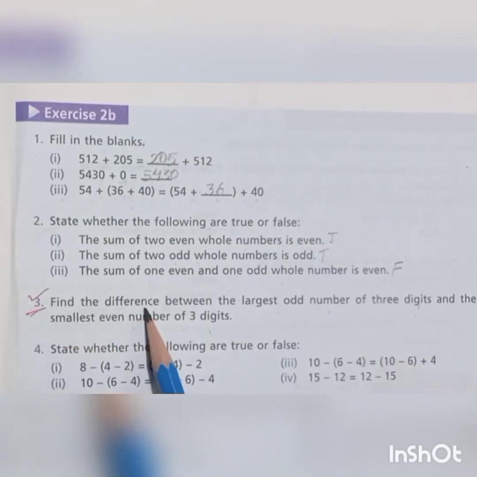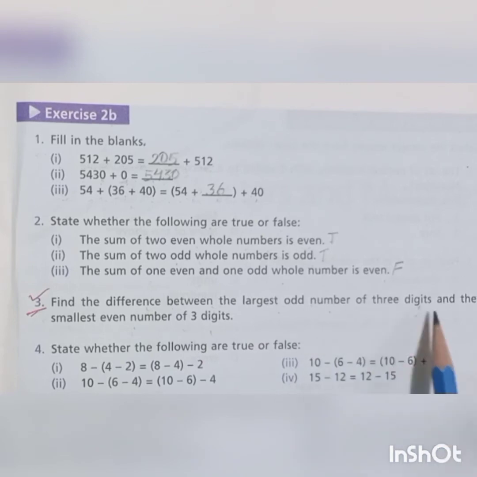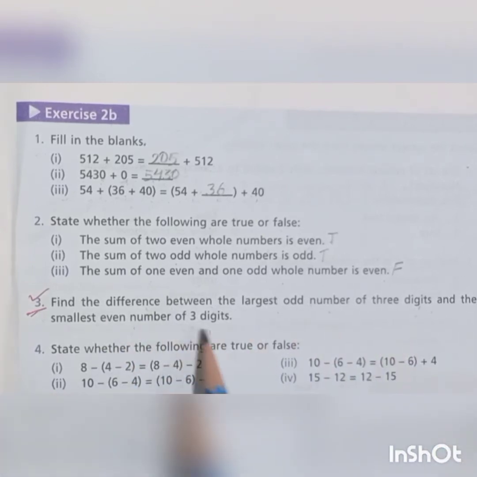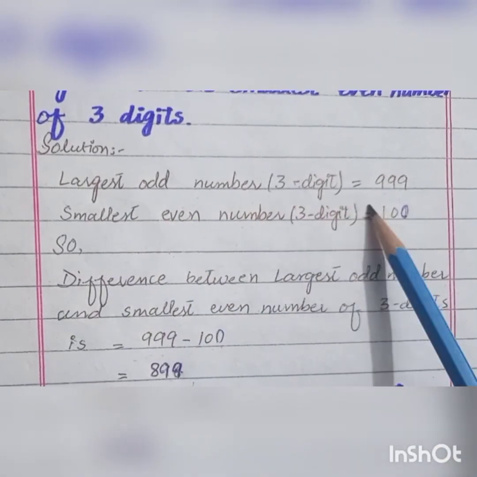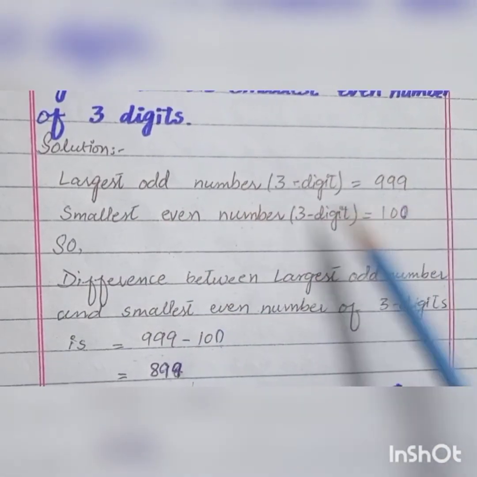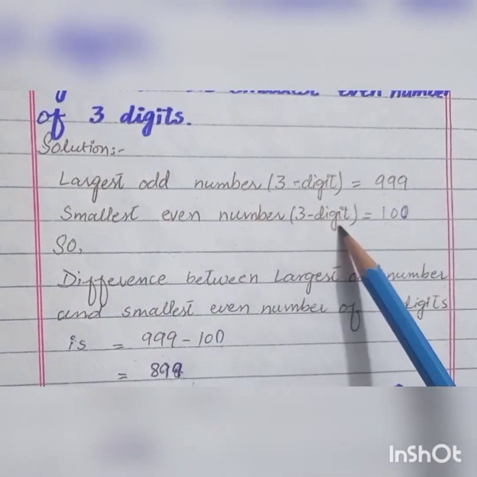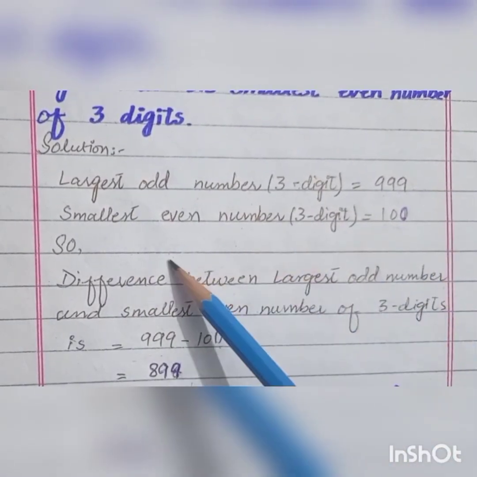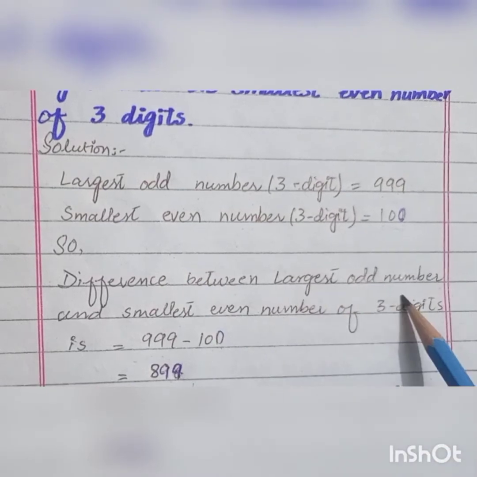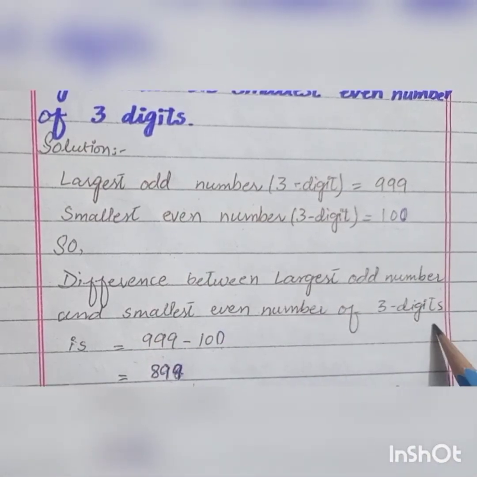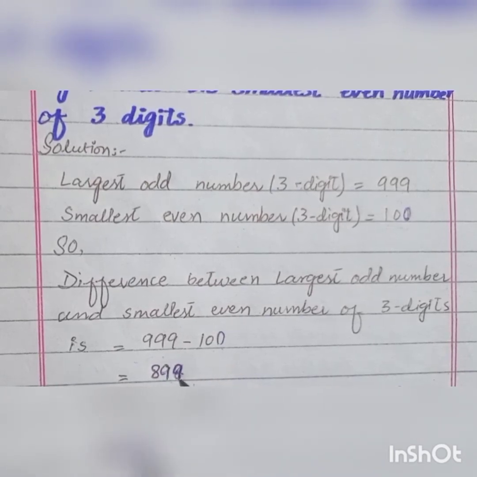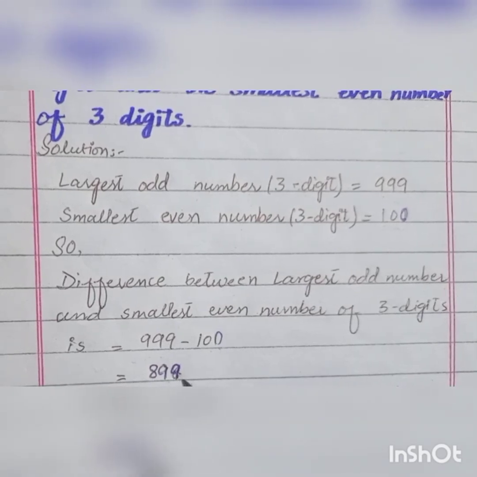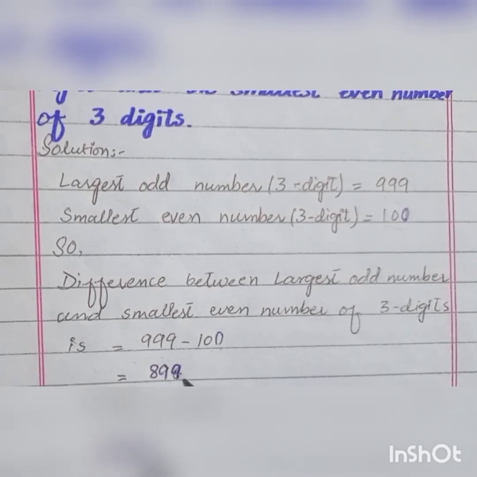Question number 3 is find the difference between the largest odd number of 3 digits and the smallest even number of 3 digits. And the solution is the largest odd number of 3 digits is equal to 999. The smallest even number of 3 digits is equal to 100. So the difference between the largest odd number and the smallest even number of 3 digits, as we can see here, is 999 minus 100, and the answer is 899. This is the difference of the largest odd number and the smallest even number.